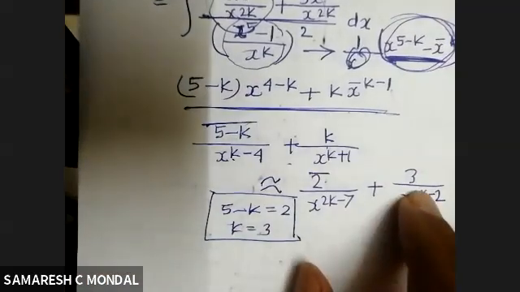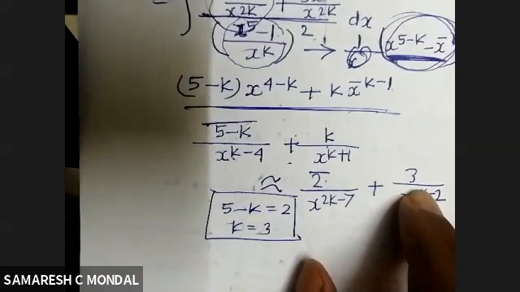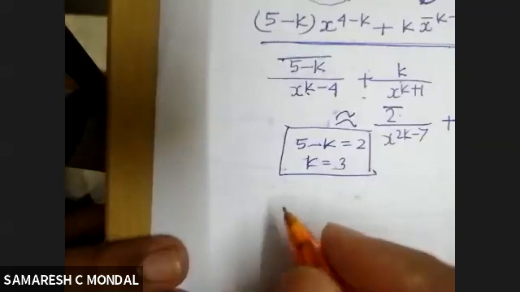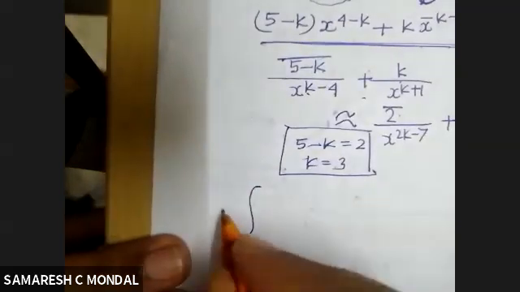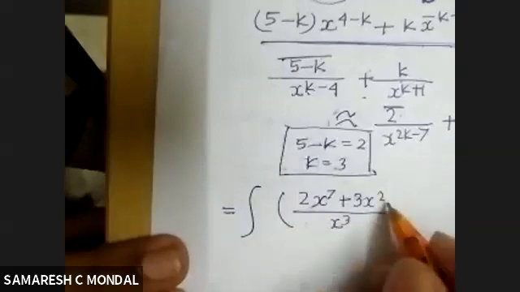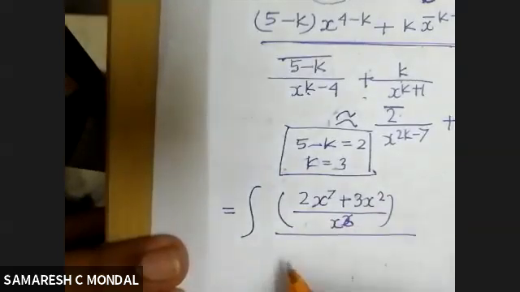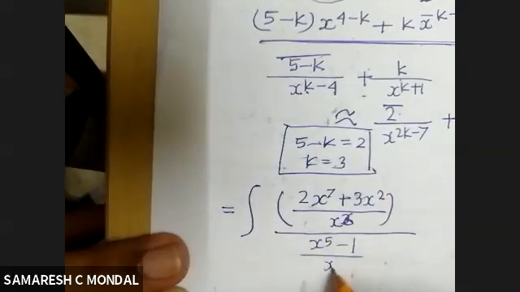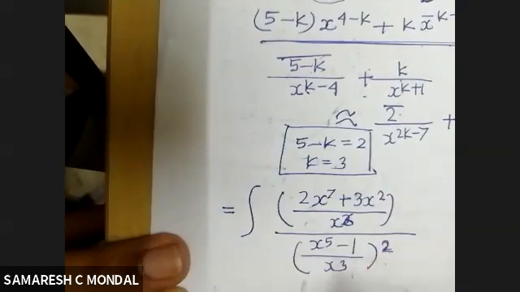So this means we are dividing by x to the power 6 in the numerator and denominator. This is a different way to solve the problem. If you have an intuition and do it directly, nothing better than that. But if we can't do it, this is the way to solve. So 2x to the power 7 plus that whole, divided by x to the power 6, divided by x to the power 5 minus 1 by x cube, the whole square, and obviously dx.